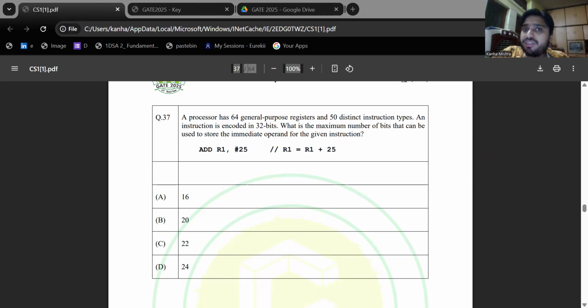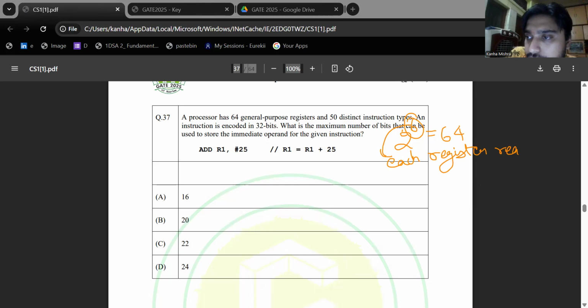So for all of them, I have to figure out how many bits I need to allocate for the opcode, the operation that is happening. Now the register field. We are told that there are a total of 64 registers. So 2 to the power 6 is equal to 64. That means each single register requires 6 bits. The question doesn't say how many registers are involved in the instruction. That we need to figure out.